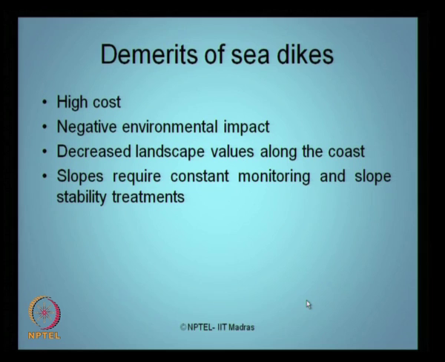Now, the slopes constructed on the sea dike require very constant monitoring, otherwise they will be subjected to severe erosion and you lose the functional characteristic of a sea dike. So, it requires constant monitoring. The moment we say constant monitoring, it means that we have to spend money constantly and continuously on what we call slope stability treatments of sea dikes.